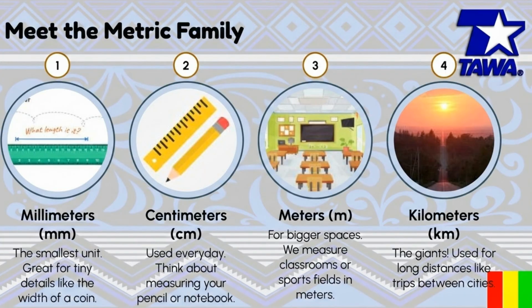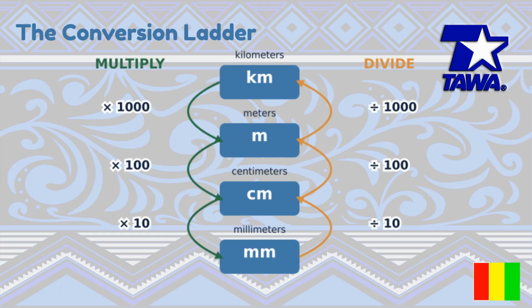Meet the metric family: millimeters, centimeters, meters, and kilometers. Each unit is suited for different measurements, from the width of a coin to distances between cities. The conversion ladder is essential. Moving down the ladder means you multiply, resulting in bigger numbers. Moving up the ladder means you divide, resulting in smaller numbers.